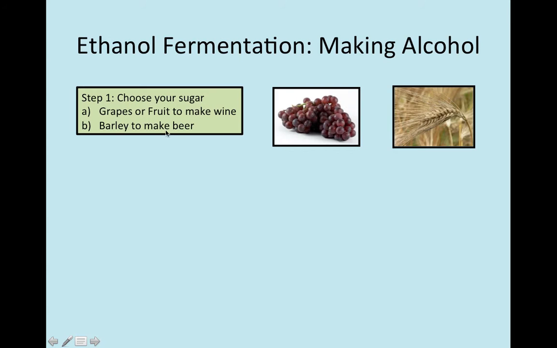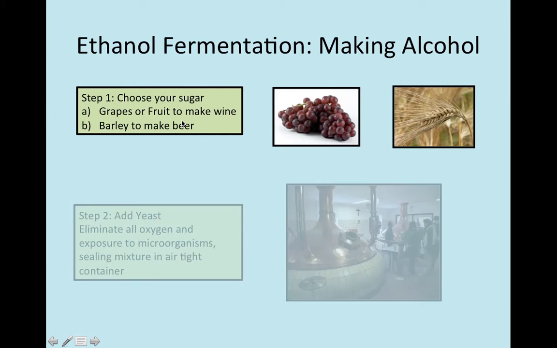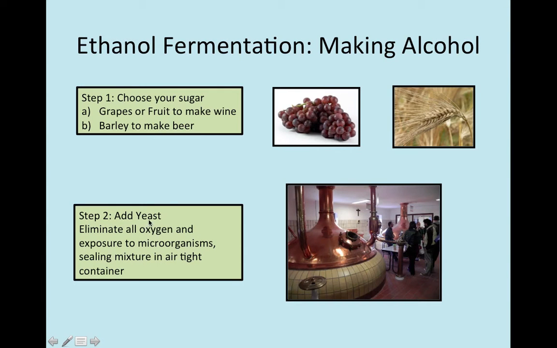Or if you're going to make beer, you're going to grab a complex sugar or a complex carb. So these are like polysaccharides, and these would be like mono and disaccharides. Okay, but they're both carbohydrates. Next thing you're going to do is you're going to add yeast to it. The yeast are the organism that are going to eat the sugar.